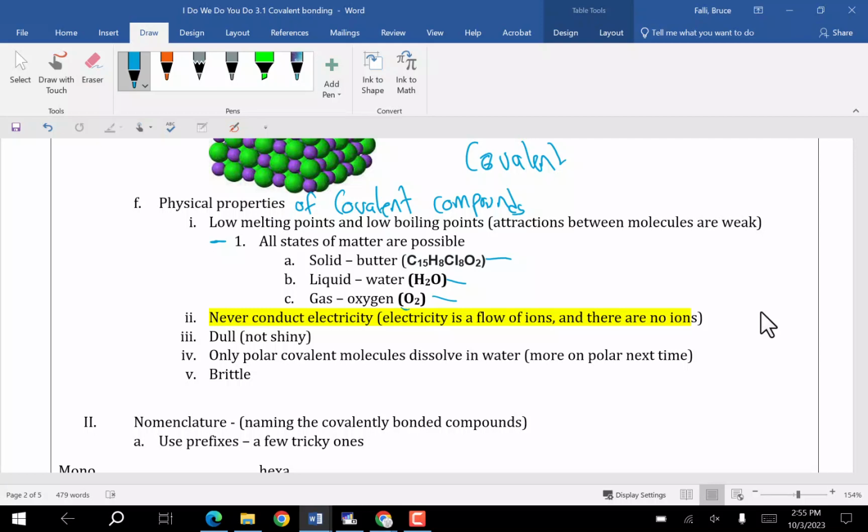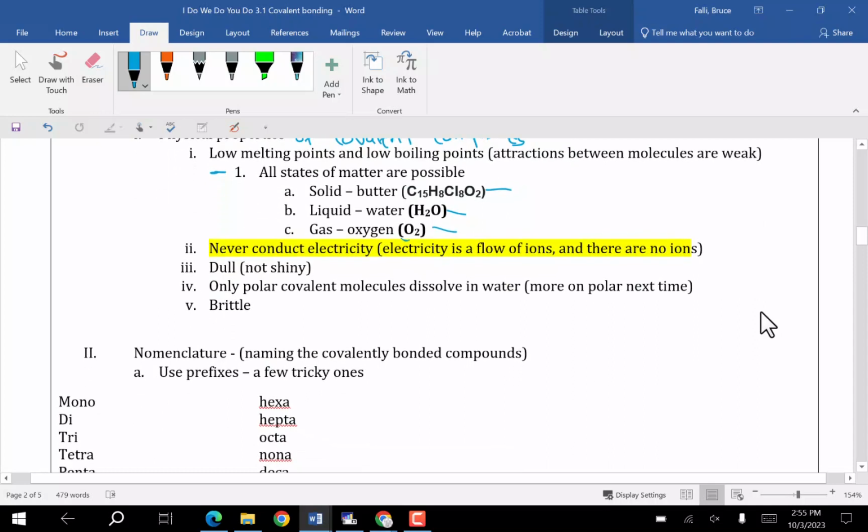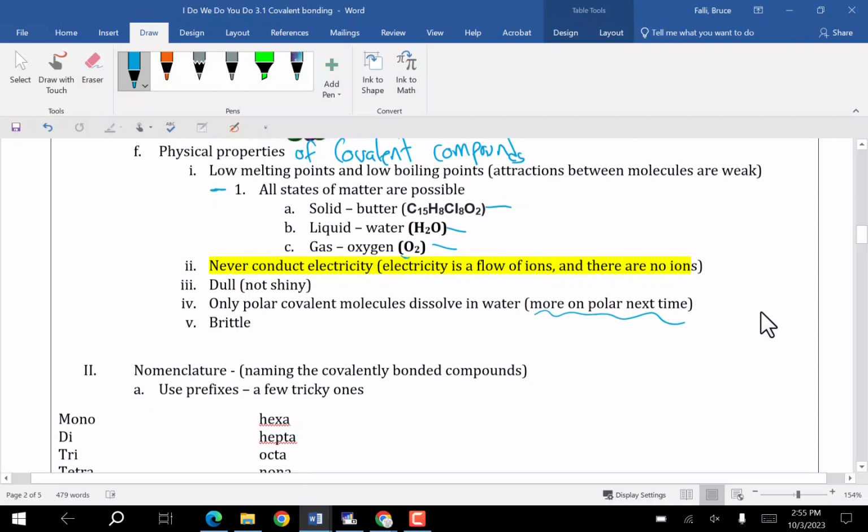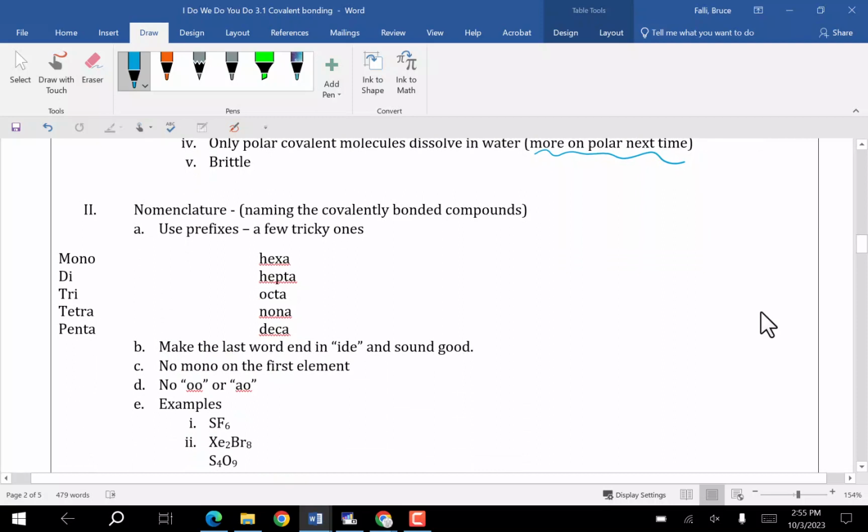Covalent compounds never conduct electricity. This is the best way to identify if it's covalent or not. Physical properties: when they're solid, they're dull, not shiny, not lustrous. Remember, we struggled with the word lustrous, which means shiny. Only polar covalent molecules dissolve in water. We're going to get into what polar means. And they're brittle. All right, let's name some stuff.